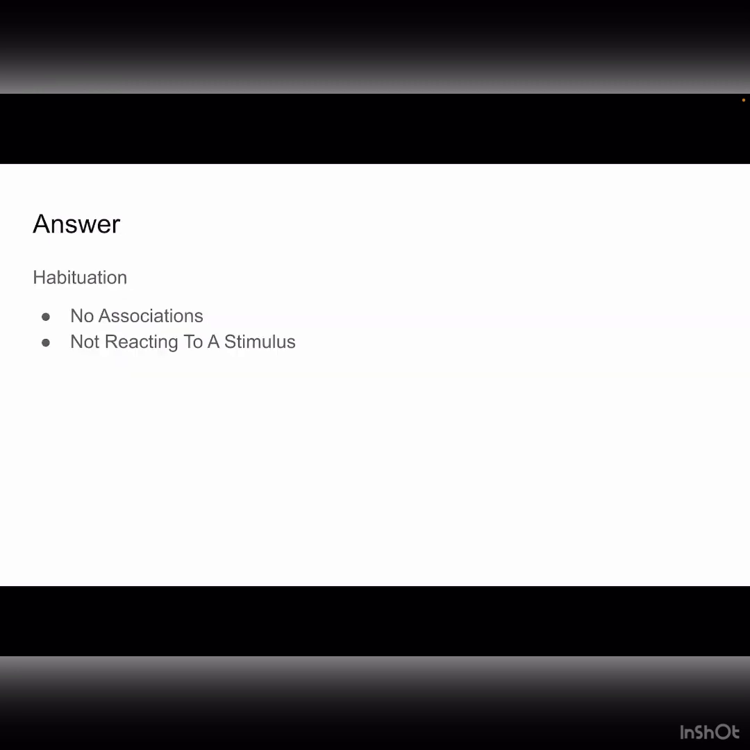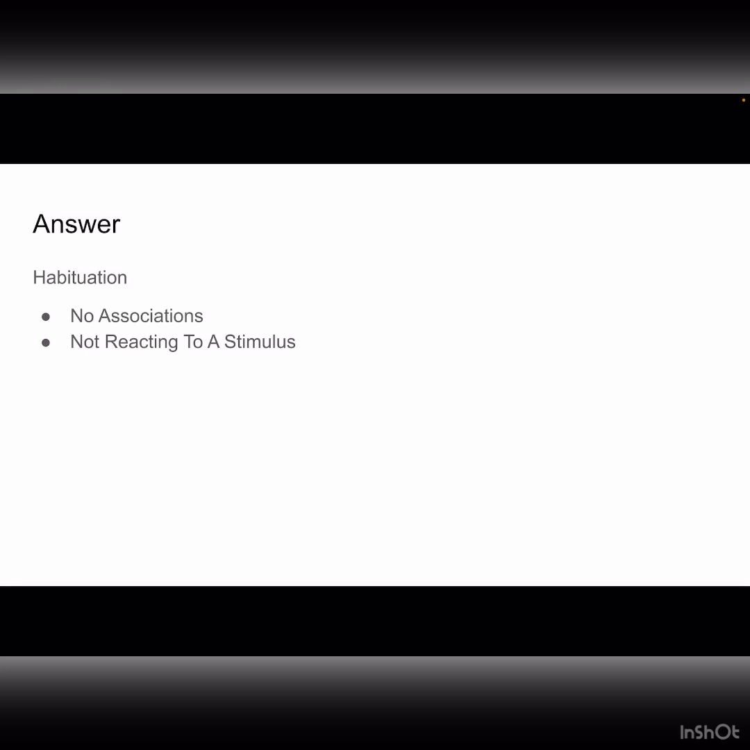It was habituation. In the example, Clara didn't form any associations to anything, so it had to be some form of non-associative learning. And the only form of non-associative learning that we've discussed is habituation, which is learning to not react to a stimulus. In this situation, not reacting to a stimulus is exactly what Clara did, making this a perfect example of habituation.